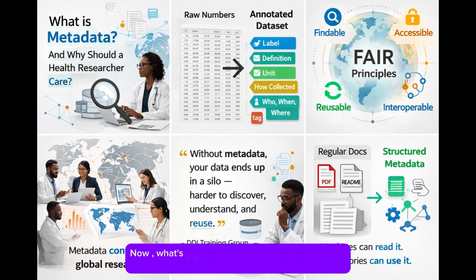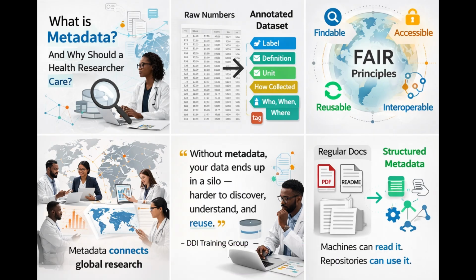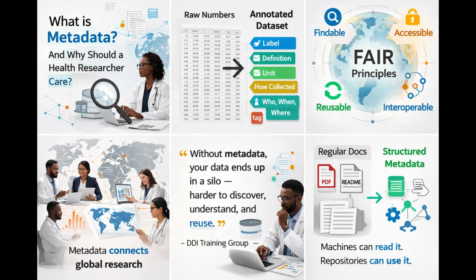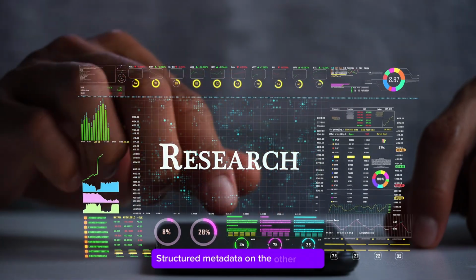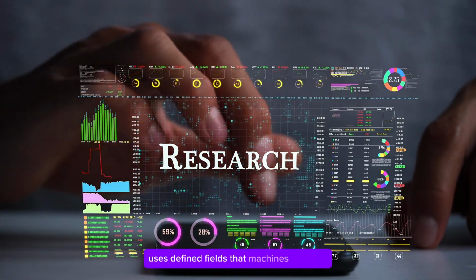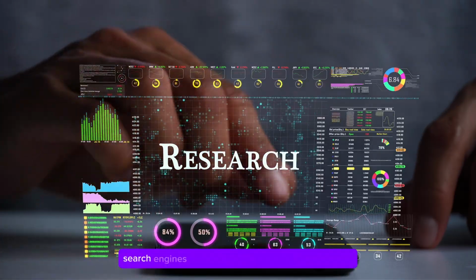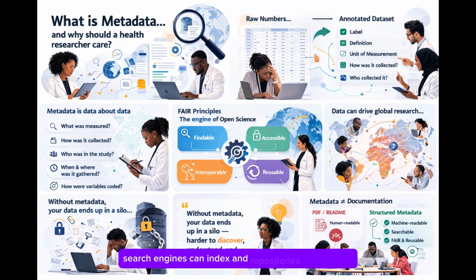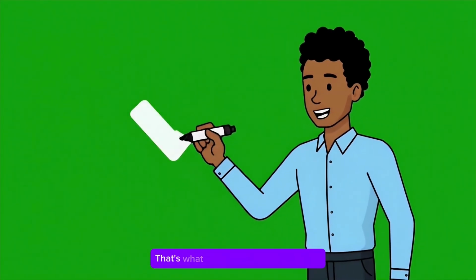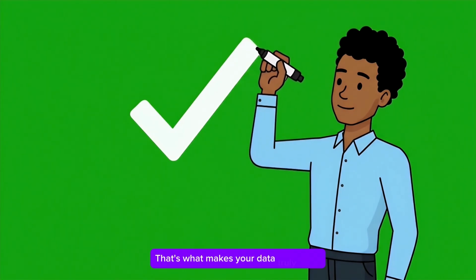Now, what's the difference between metadata and regular documentation? A PDF or README file is written for humans and is free text. Structured metadata, on the other hand, uses defined fields that machines can read, search engines can index, and repositories can process. That's what makes your data truly FAIR.